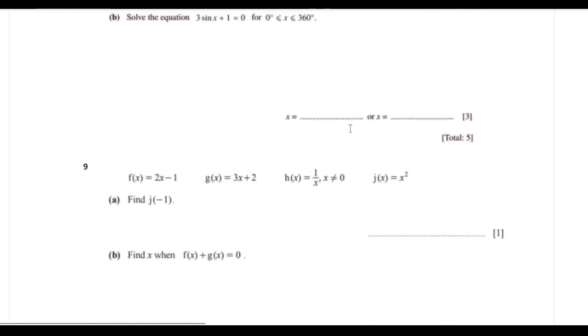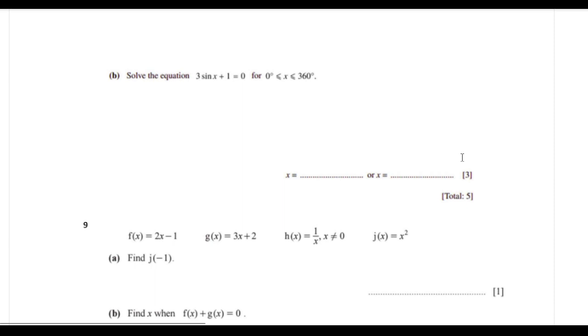After that we have to solve the equation 3 sine x plus 1 is 0, and I have to measure this angle between 0 to 360 degrees. So you have 3 sin x plus 1 is equal to 0. So I can say that sin x is equal to minus 1 divided by 3, and therefore the value of x is sine inverse of 1 divided by 3.